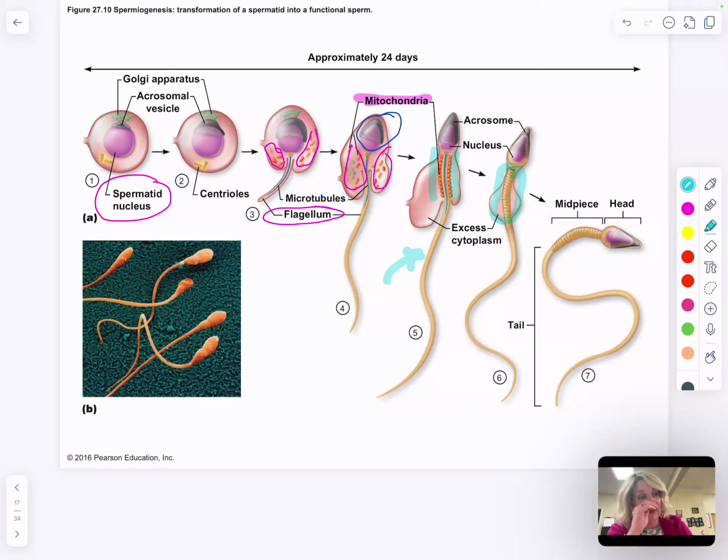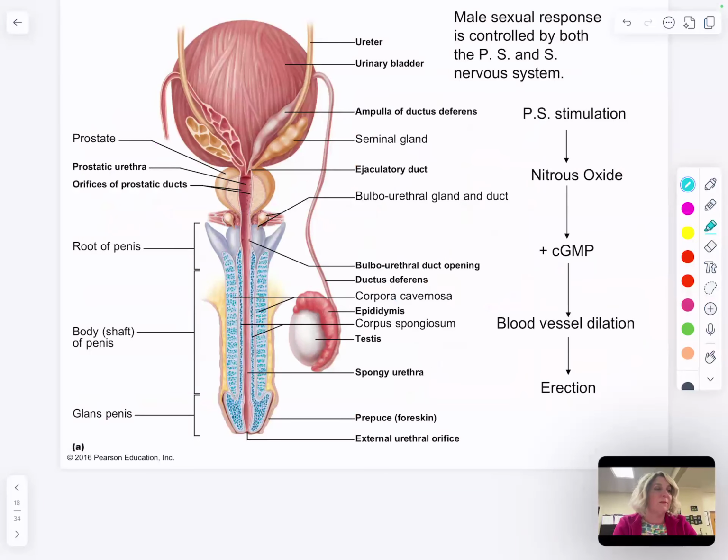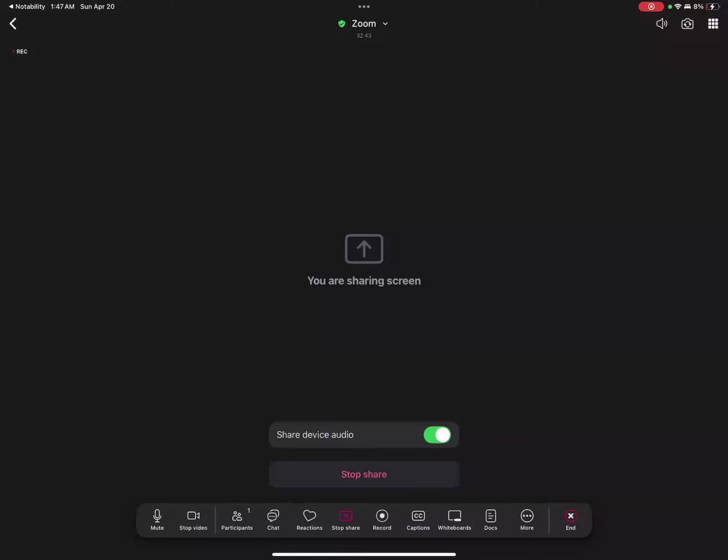So that mitochondria being lined up like that is there to literally make sure that that sperm never runs out of energy to swim. It's crazy. I just think that's amazing. And then the head, that whole thing is just genes. That's all that is. Okay, I'm going to stop right here, and then we'll continue on with the anatomy.